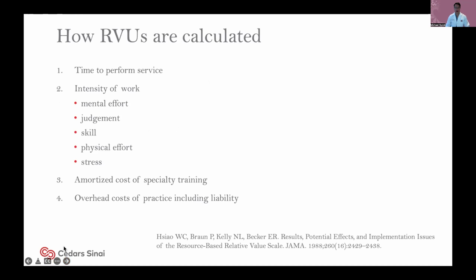So here's the output of the original study that developed relative value units. And they had four big categories. The first was the time to perform a procedure or service. So how long it took you to see a patient on average, or how long it took to do an appendectomy or thoracotomy. The second was the intensity of work. So how much mental effort, judgment, skill, physical effort, or stress went into doing a procedure. And obviously something like a clinic visit would be very different to doing cardiac surgery. The fourth was the amortized cost of specialty training and the overheads, and it also included the cost of liability insurance.